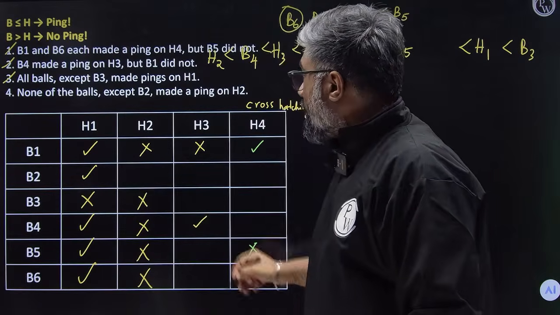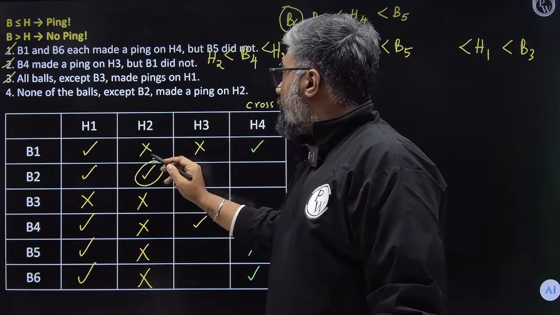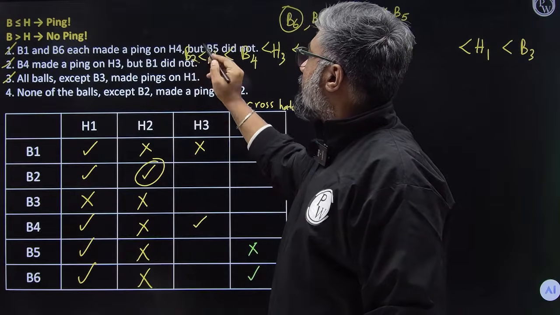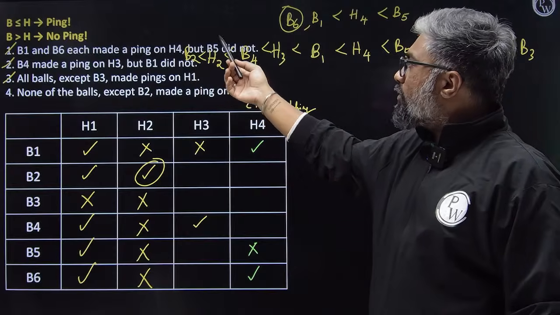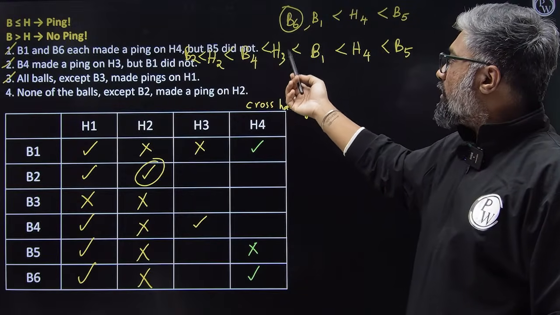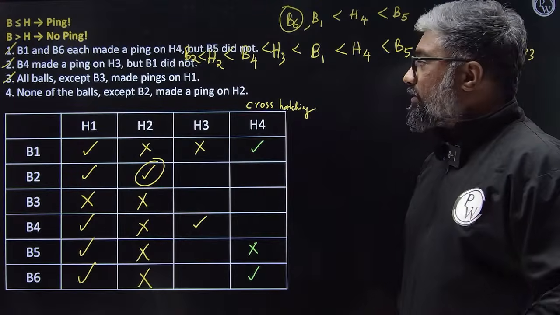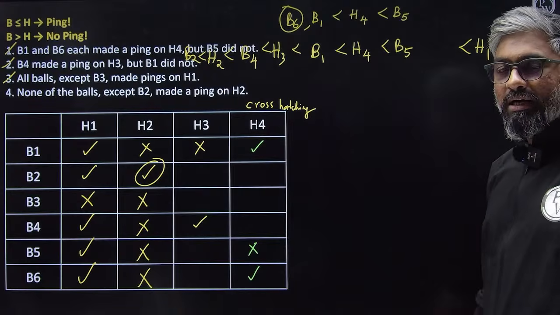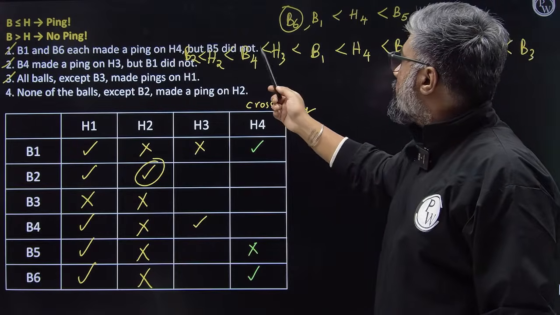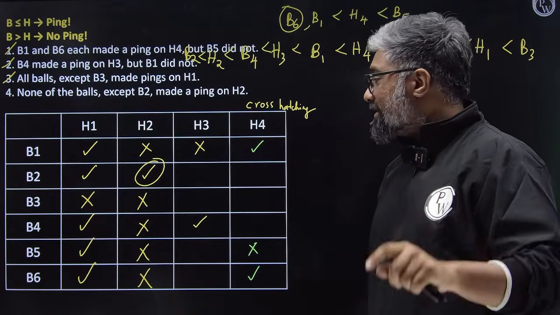But which one made a ping? This one. B2 made a ping. None of the balls made a ping except for B2. That means B2 is smaller than this. Getting this? Yes or no? So for now, what do I know? B2 is smaller than H2, which is smaller than B4, smaller than H3, smaller than B1, H4, B5, H1, B3. What is left? If I see hoops, 1, 2, 3, 4, all 4 hoops are done. Balls, if I see 1, 2, 3, 4, 5 balls are done. Which ball is left? Only B6 is left, correct?